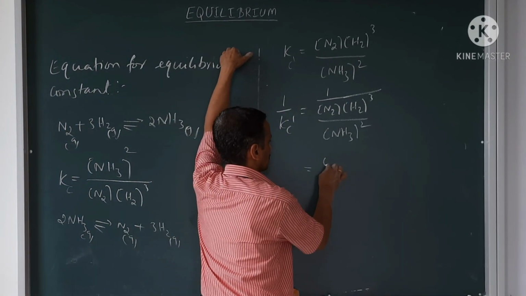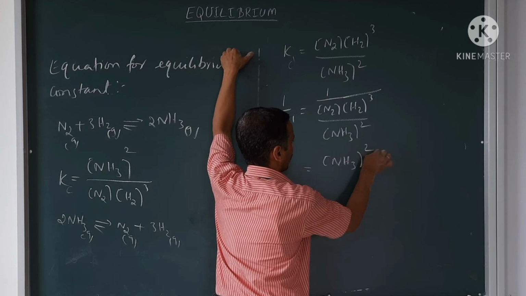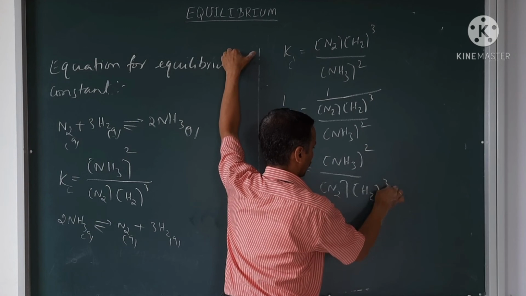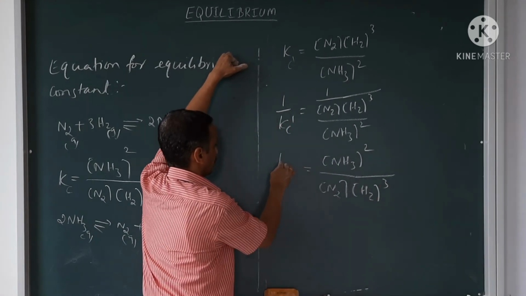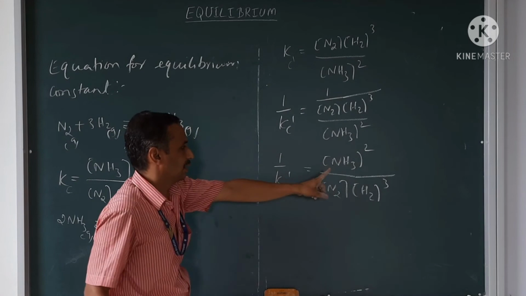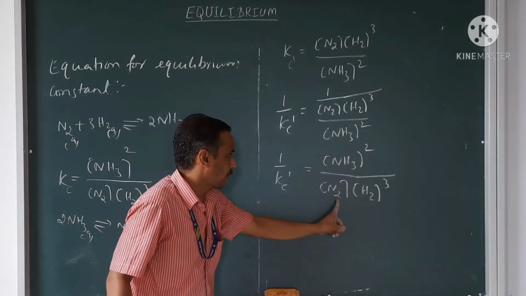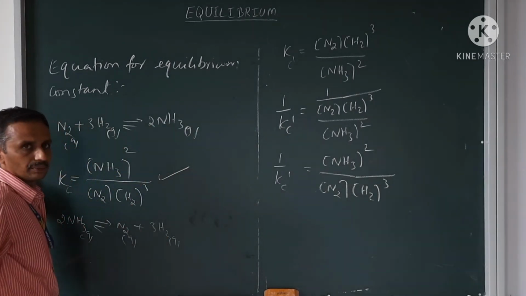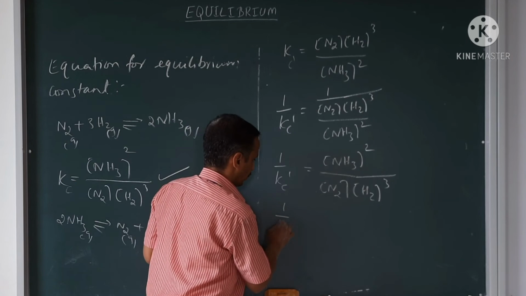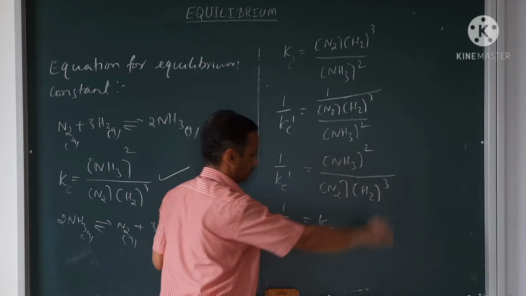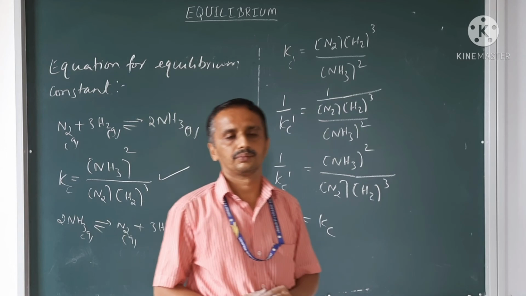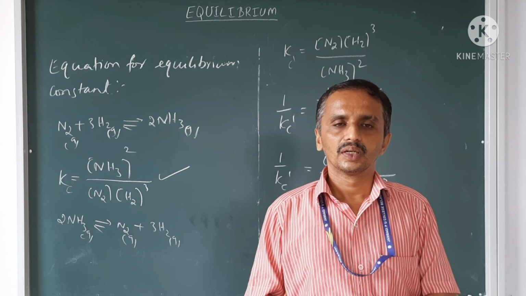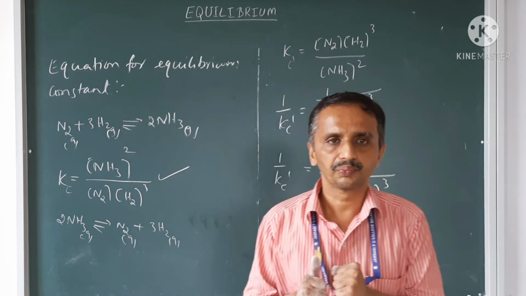So it becomes NH3 square divided by N2 into H2 to the power 3, 1 over Kc dash. And remember here NH3 square divided by N2 concentration into H2 to the power 3 concentration is this only. So 1 over Kc dash is Kc only. Write down the relation in the important terms only, because they may go like this.